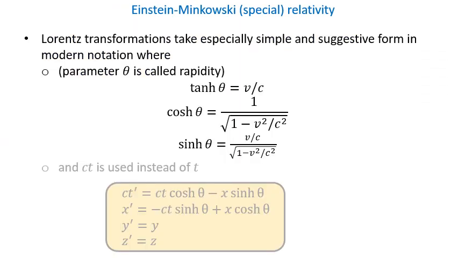Let us now change the notation a little bit to rewrite Lorentz transformation formulas. Instead of the velocity v, we will introduce a parameter theta called rapidity. The hyperbolic tangent of theta is equal to v over c, where c is the speed of light. In this notation, the usual relativistic square roots transform into hyperbolic cosines and sines of theta.